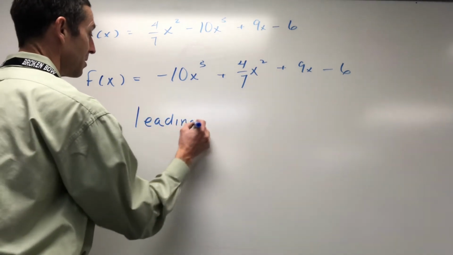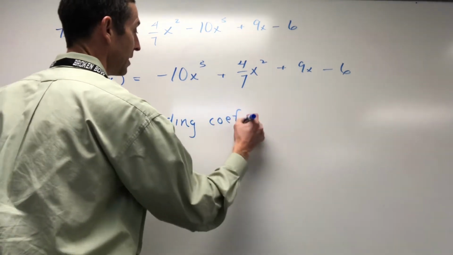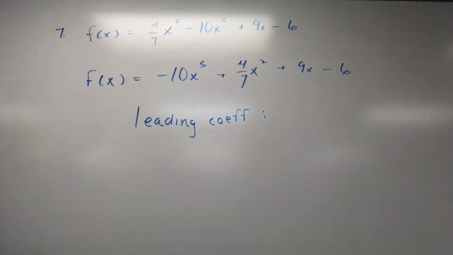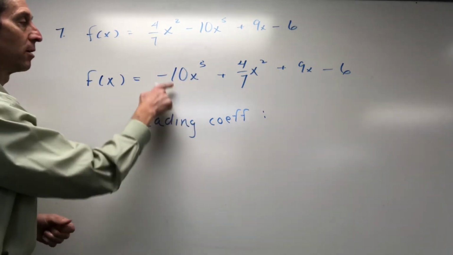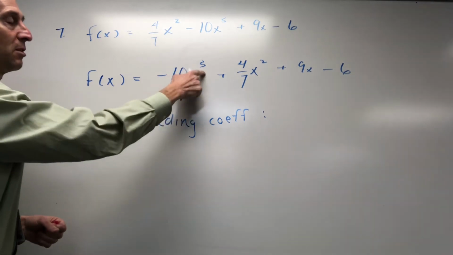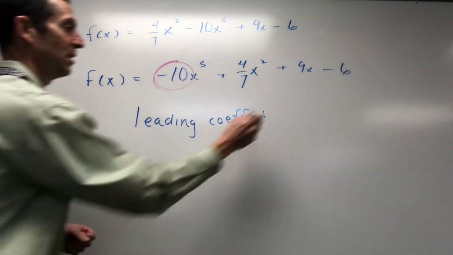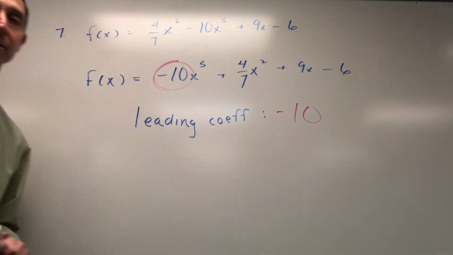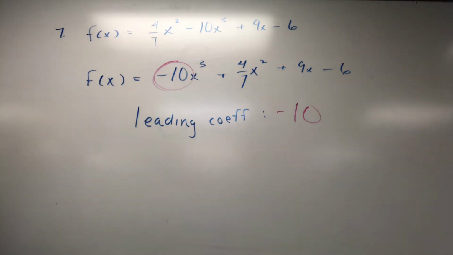Question this time, though, is what is my leading coefficient? So we're looking for what's out in front of my largest power. The coefficient of my largest power, negative 10, that's my answer. That is my leading coefficient.